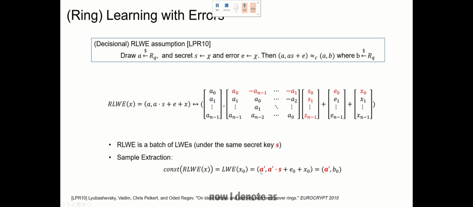Now I denote the red vector as A prime. This A prime is essentially A0, minus A_{n-1}, and so on, until minus A1. And this S is our secret key, shown as S0, S1, up to S_{n-1}.